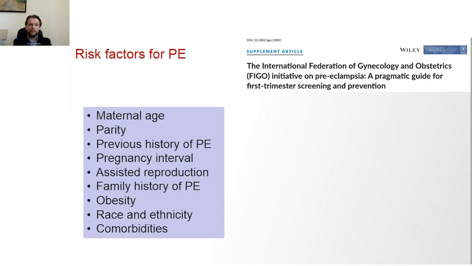It is well established that a number of maternal risk factors are associated with the development of preeclampsia, such as maternal age, poverty, previous history of preeclampsia, pregnancy interval, assisted reproduction, family history of preeclampsia, obesity, race and ethnicity, and comorbidities. These risk factors have been described by various professional organizations for the identification of women at risk of preeclampsia.